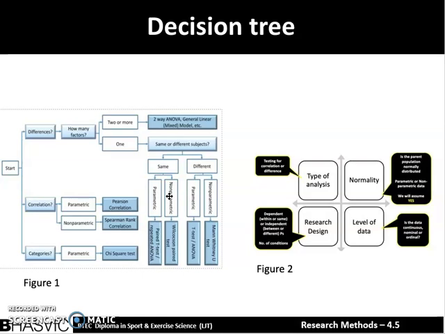Figure 2 is a simplified way of showing how to determine what test to use. The Mann-Whitney-U test, which is found here, is a test that is simply used to compare differences between two independent groups. Finally, the Wilcoxon matched pairs test is used to compare two related samples.